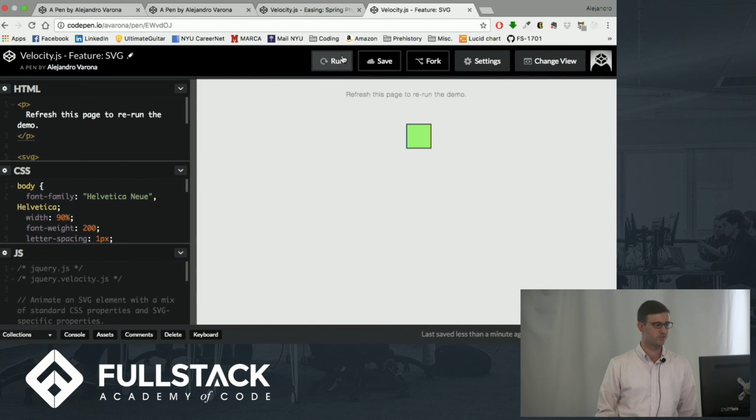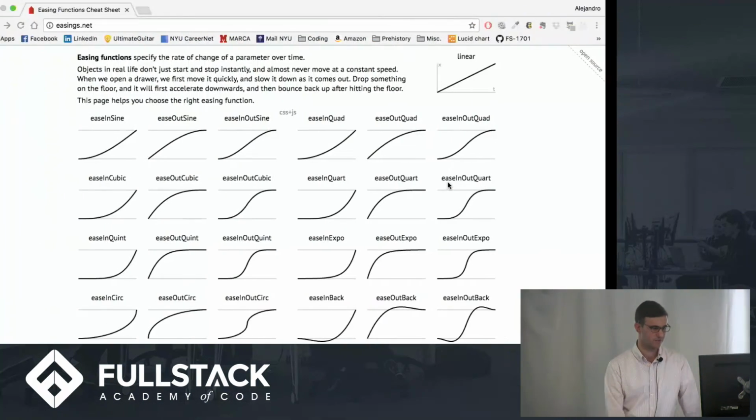So SVG support, probably one of the more important features of Velocity, really shows the swing of the square. It's just very fluid and smooth. I think that's pretty cool. So those are all the animations I have for you today.